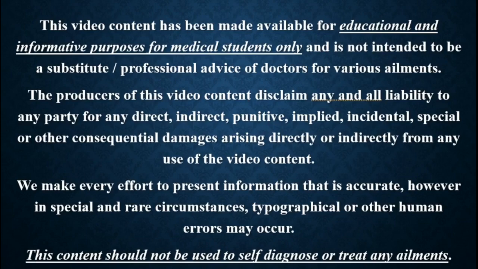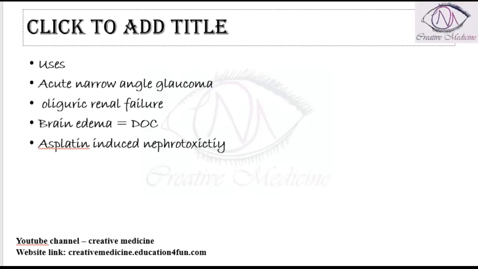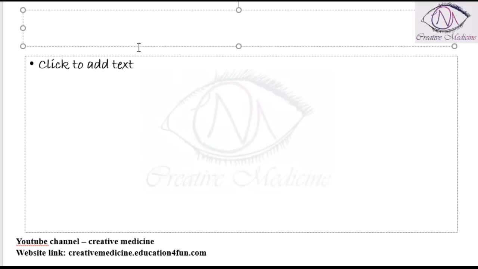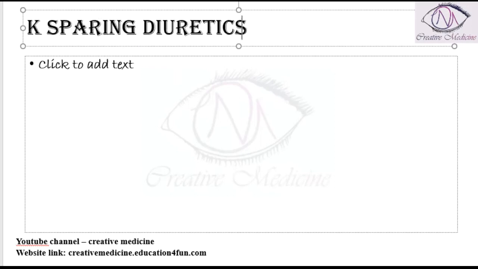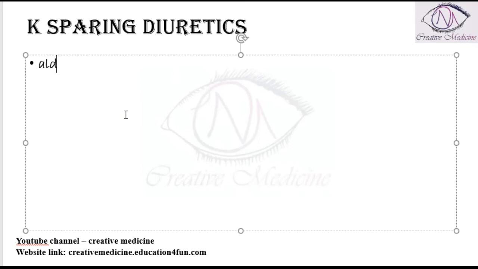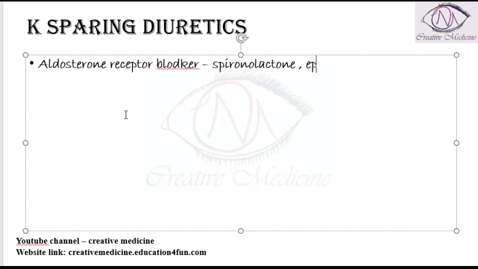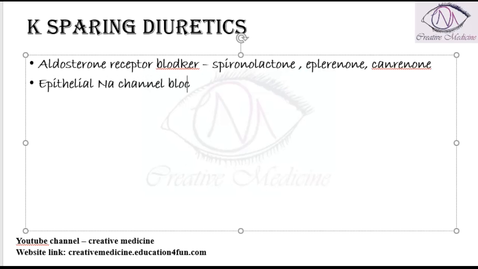In this lecture, we will learn about potassium sparing diuretics. Potassium sparing diuretics are mainly of two types. One, we have aldosterone receptor blockers. The aldosterone receptor blockers are spironolactone, eplerenone, and canrenone. Then we also have epithelial sodium channel blockers. These include amiloride and triamterene.